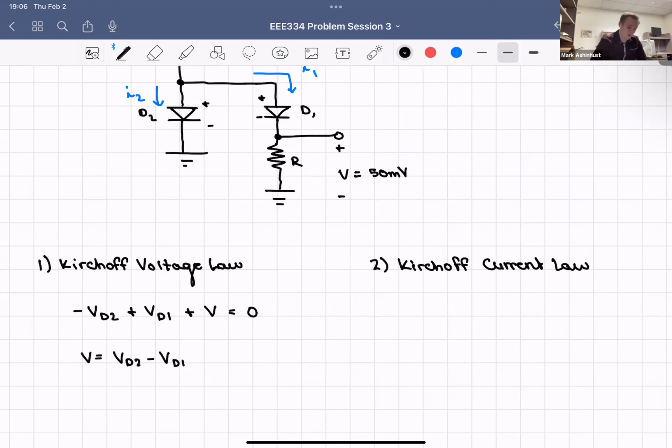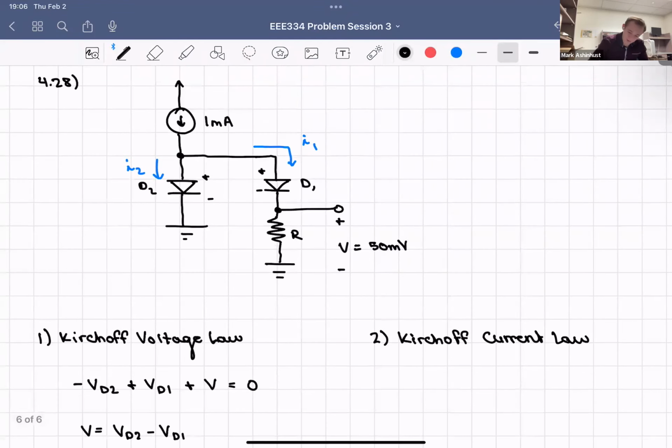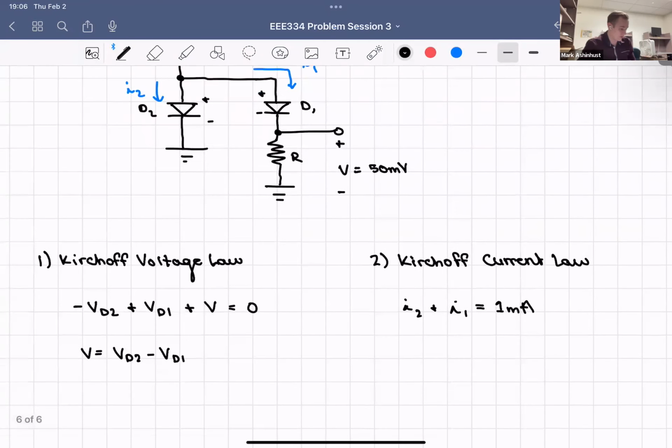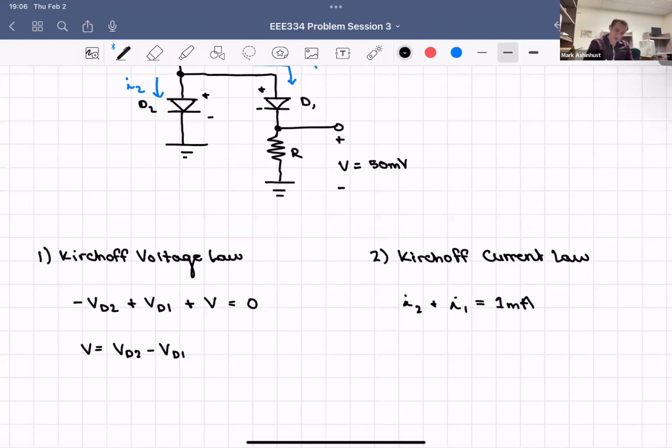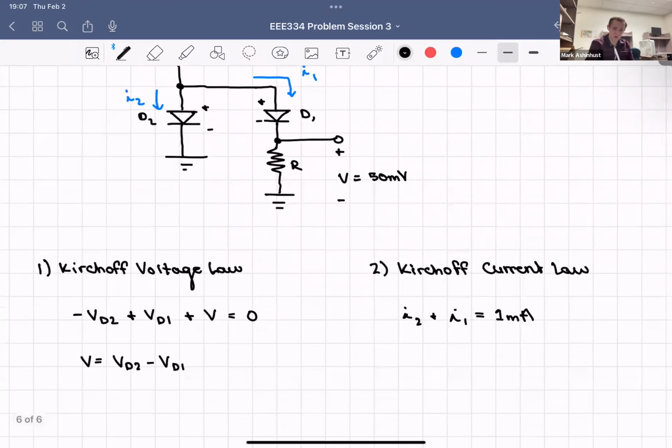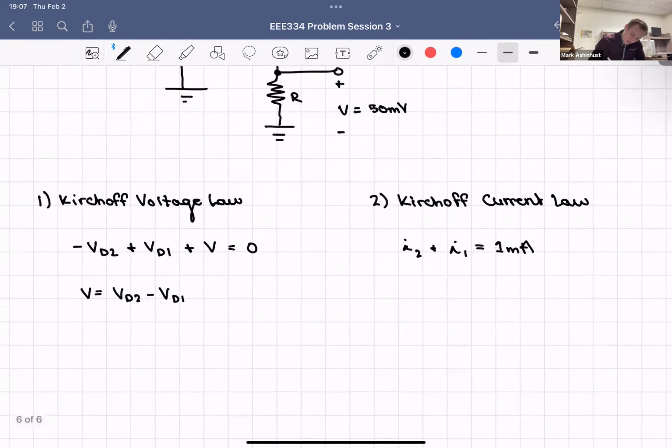In Kirchhoff's current law, I1 and I2 split, and that means the sum I2 plus I1 has to equal 1 milliamp. That's a good fact. That's something we want to know, because we want to find I1, the current that's going down here. That's what the resistor's worried about, and that's how we're going to find it, because we know the voltage. Once we know two of those currents, we can find the third. So we want to find I1.